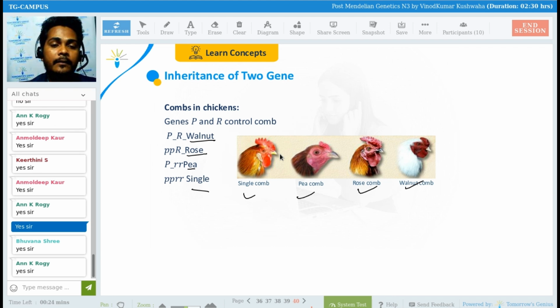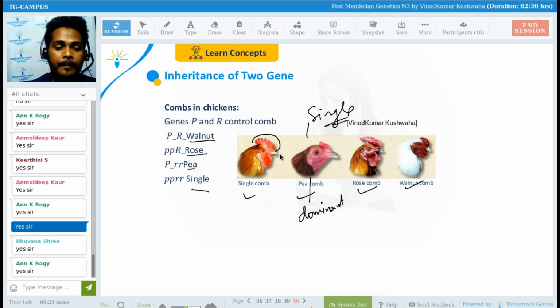Okay, so yes, how we can see. This is comb type in poultry, an example of collaborative supplementary gene. That is what P and R. So when none of these genes are present in the dominant state, a single comb is formed. As you can see, the single comb, right? So this is the completely single comb. But in case P alone is dominant, then a pea comb is formed, and that pea comb you can see here. This is in case of a single dominant state, right?